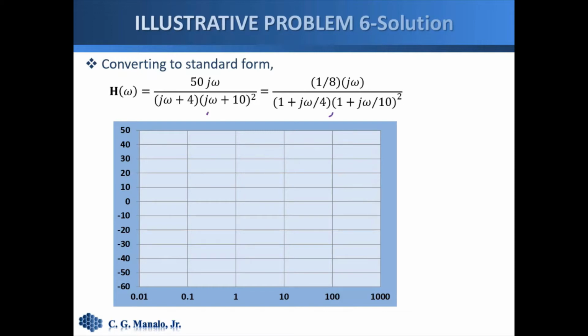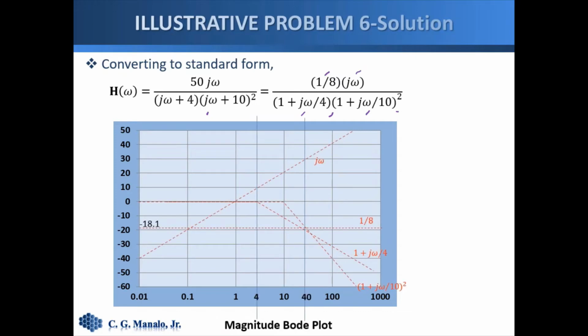So on the standard function, we have a constant factor. We have a 0 at the origin, a simple 0 or a simple pole, and two similar simple poles that we can actually combine in the plot. Okay, so these are the plots of the factors. So this is our constant. Here is our 0 at the origin. This one is this one.